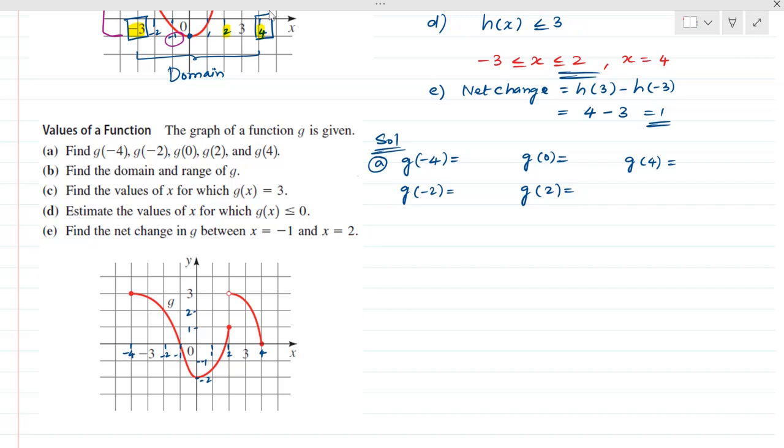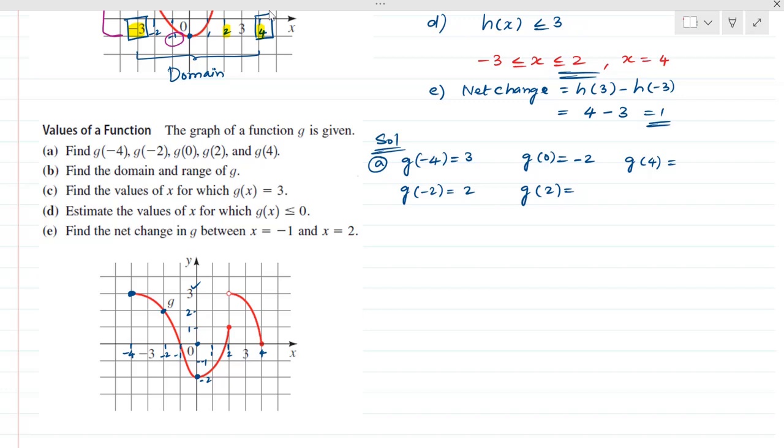Now let us start with this value, minus 4. What is g of minus 4? This point. What is this point? It equals 3. Now g of minus 2, which equals this point. What is the corresponding value of y? It equals 2. And then what is the next one? g of 0. Where is g of 0? Here, x equals 0. What is the y value? The y value is minus 2.